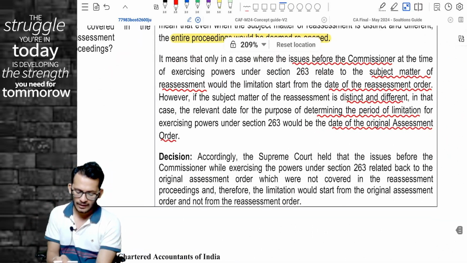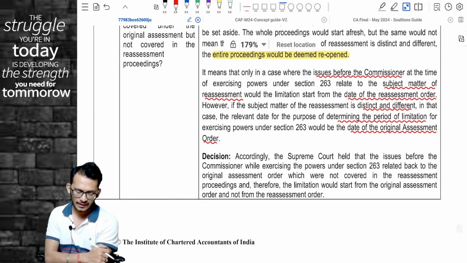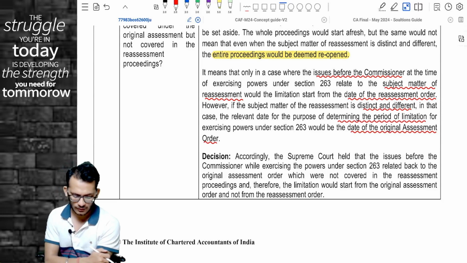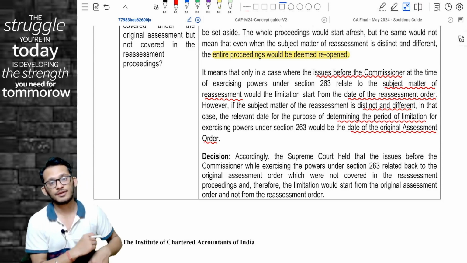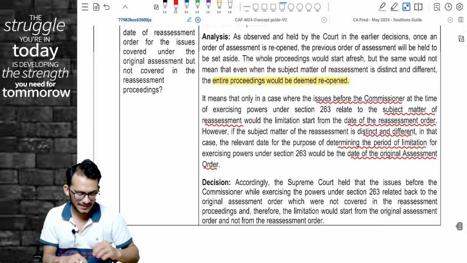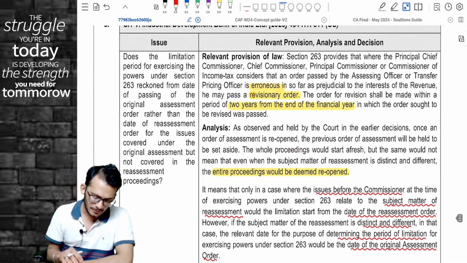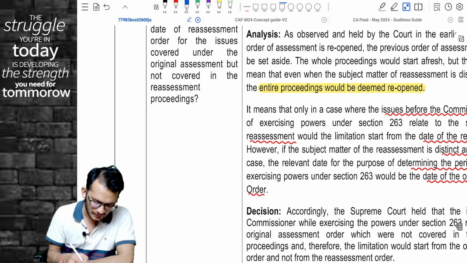Accordingly, the Supreme Court held that the issues before the Commissioner while exercising the powers under Section 263 related back to the original assessment order, and therefore the limitation would start from the original assessment order and not from the reassessment order, thereby making the revisionary order as time barred. Which means, Rahul, does the limitation period for exercising reckon from the date of passing original assessment rather than reassessment? Answer is yes. It would start from the original assessment date.